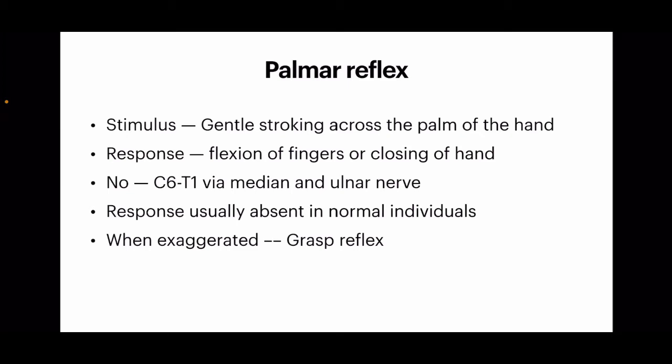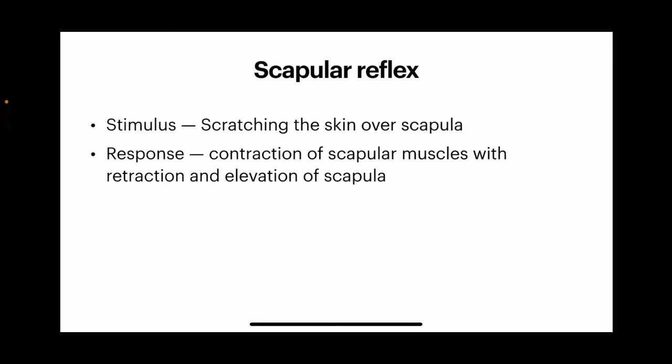The flexion of the fingers is mediated by the median nerve and ulnar nerve. So that is the nerve responsible, with root value C6 to T1, and the response is usually absent in normal individuals. When this is exaggerated, it is called the grasp reflex, and you know that it is a frontal release sign. There is another reflex called the scapular reflex, where you scratch the skin over the scapula, and the response will be contraction of the scapular muscles with retraction and elevation of the scapula. So this is called the scapular reflex.